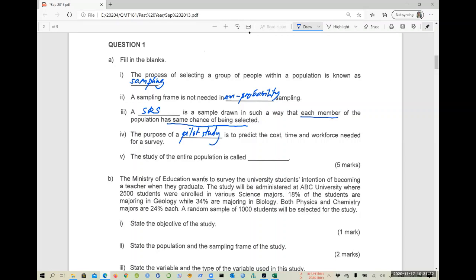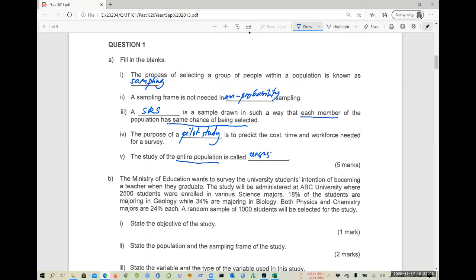Okay, during the pilot study, we try to determine if there exists any problem or not. You are trying to predict the cost, the time, the workforce, how many people you need, do you need manpower or not, and so on. Okay, so that is done during the pilot study. Okay, the study of the entire population. So the study of the entire population is called census.